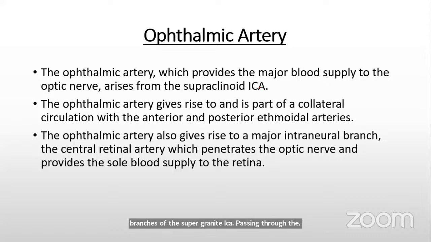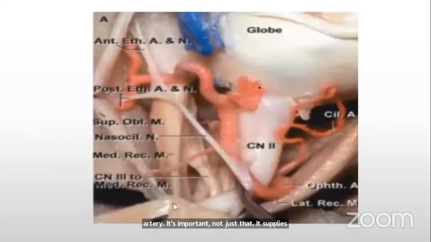Going on to the ophthalmic artery, it provides the major blood supply to the orbit and the optic nerve, and it arises from the supraclinoid artery. It's important not just that it supplies the optic nerve, but it also supplies the other structures in the orbit, and it provides an important anastomosis between the internal carotid artery circulation and the external carotid artery circulation.